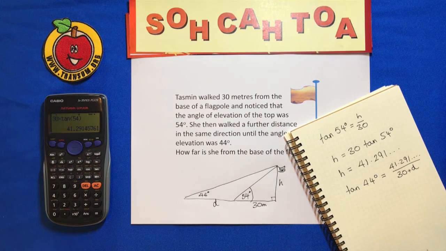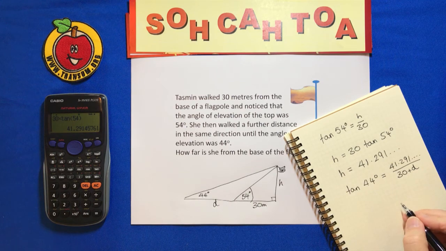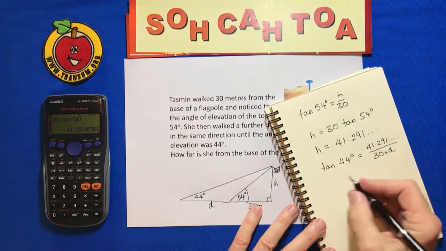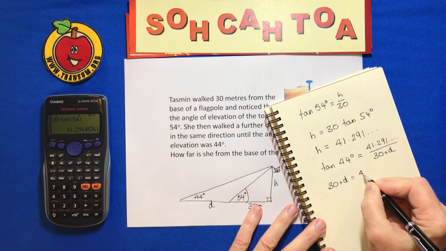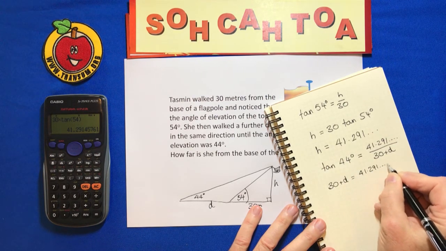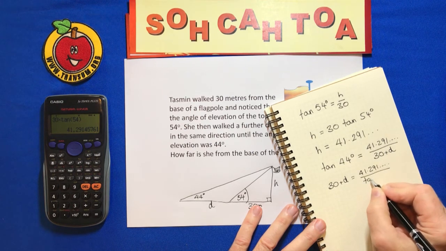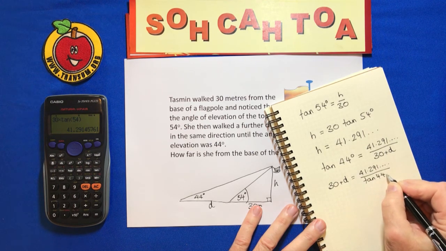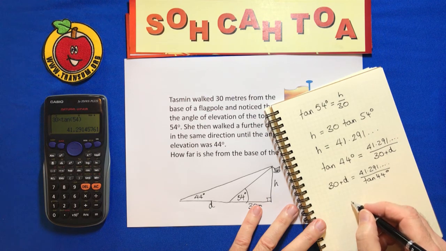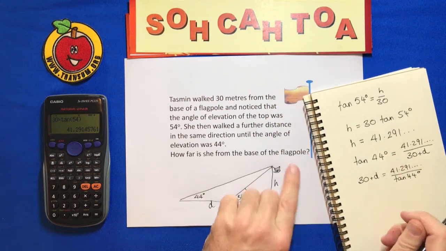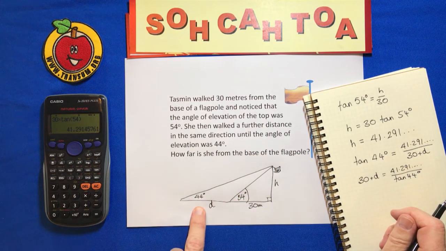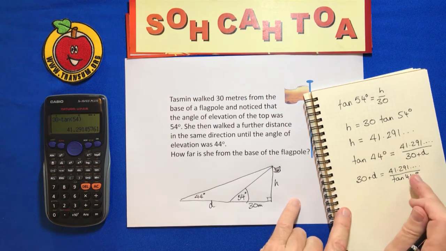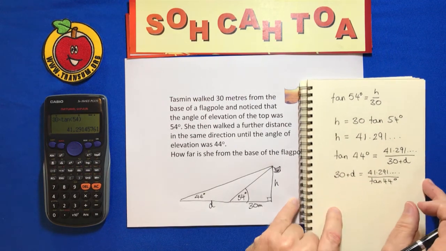Okay, I'll multiply both sides by 30 plus d, and at the same time I'll divide both sides by tan 44. So I've got 30 plus d is equal to 41.291... over the tan of 44 degrees. So 30 plus d is the answer that we want. How far is she from the base of the flagpole? That is 30 plus d, so that's the answer that we want. We've just got to do this calculation on the calculator.